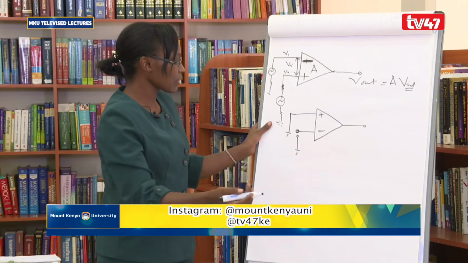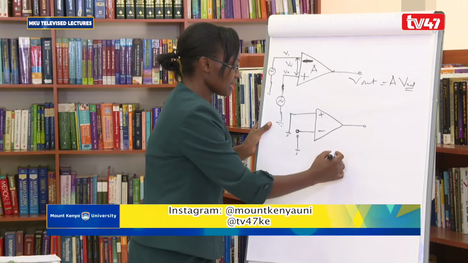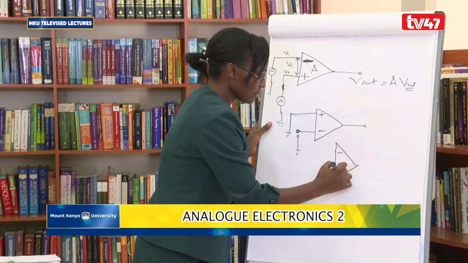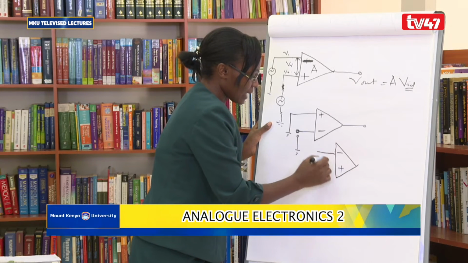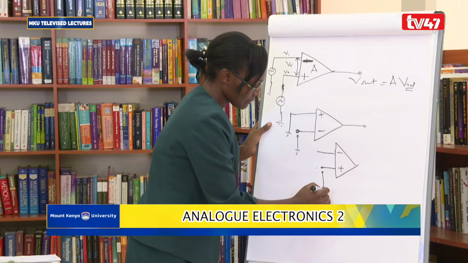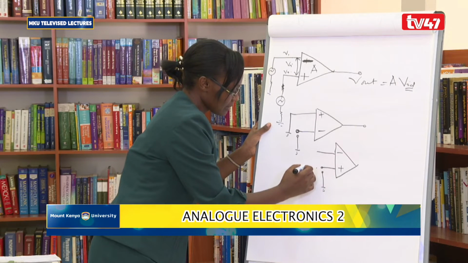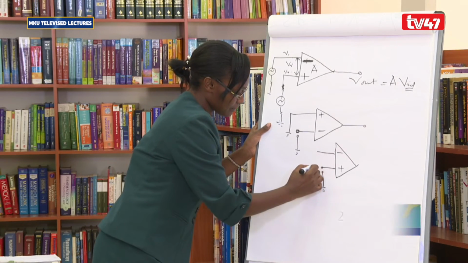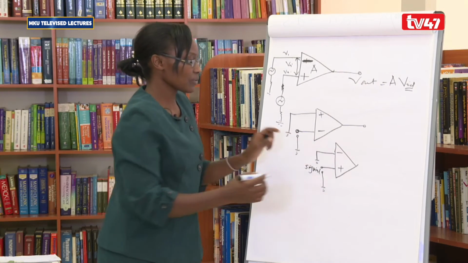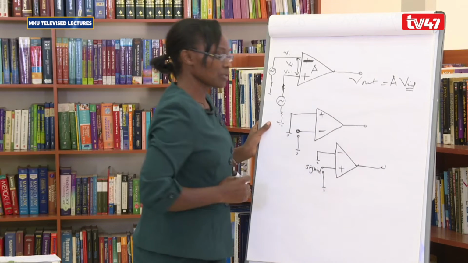Next, you can also have the non-inverting. Here, you apply your signal to the non-inverting terminal. This is your signal here. And then the other terminal is grounded, so you get your outputs.